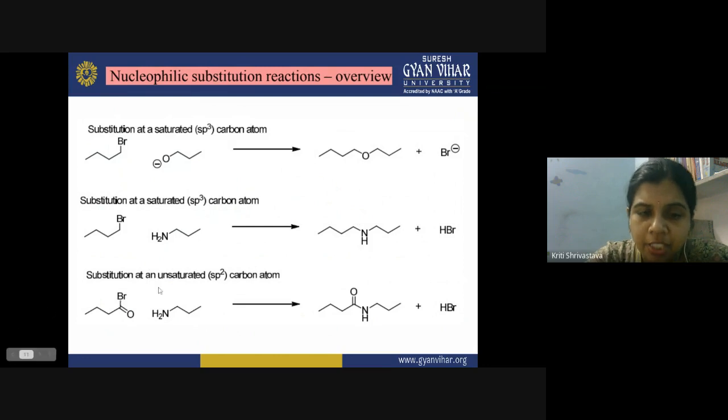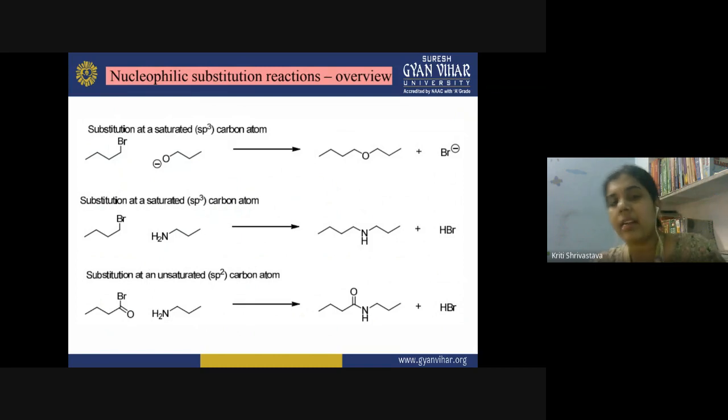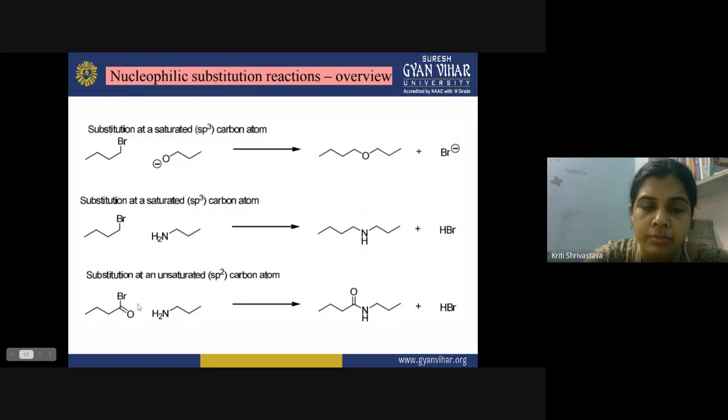It can also be a substitution at an unsaturated sp2 carbon atom. It is not that only saturated compounds are known for these reactions. Rather, the unsaturated ones can also undergo nucleophilic substitution. And again, you can see that this type of reaction leads to the formation of an amide. A substituted amide is getting formed. So you are reacting a carbonyl compound with a primary amine, and you are getting a substituted amide at the end of the reaction.